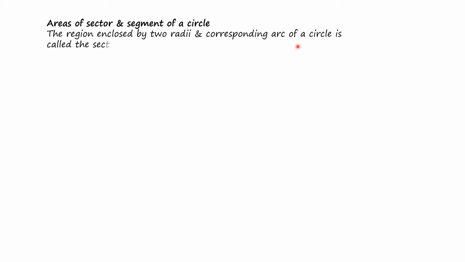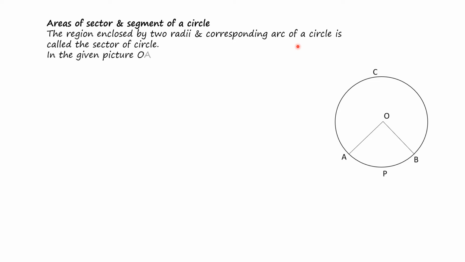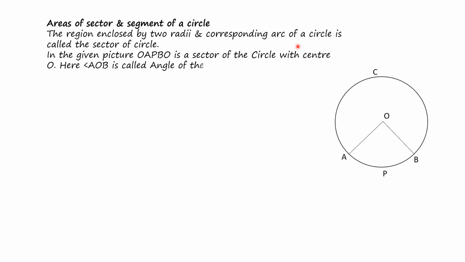So let's start. The region enclosed by two radii and the corresponding arc of a circle is called a sector of a circle. In the given picture, OAPBO is a sector of the circle with center O. Here AOB is called the angle of the sector. This particular angle is called the angle of the sector for this particular sector.